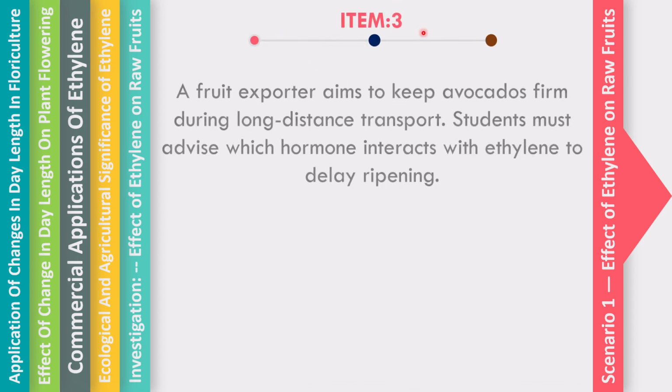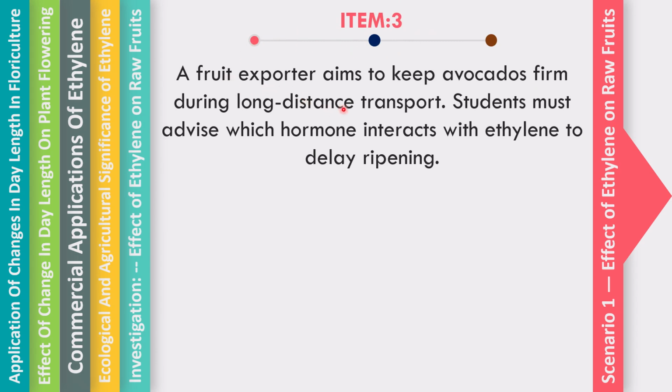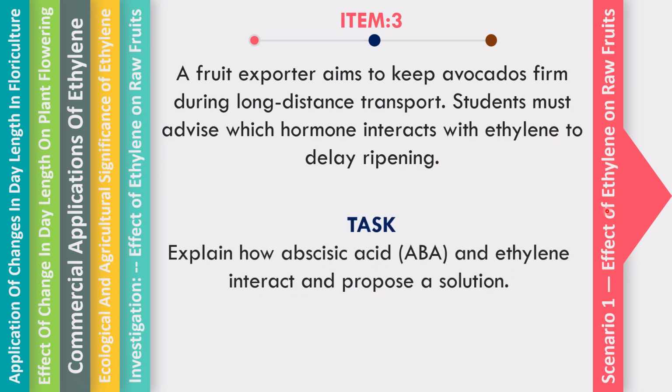Item 3. A fruit exporter aims to keep avocados firm during long-distance transport. Students must advise which hormone interacts with ethylene to delay ripening. Task: explain how abscisic acid, ABA, and ethylene interact and propose a solution.